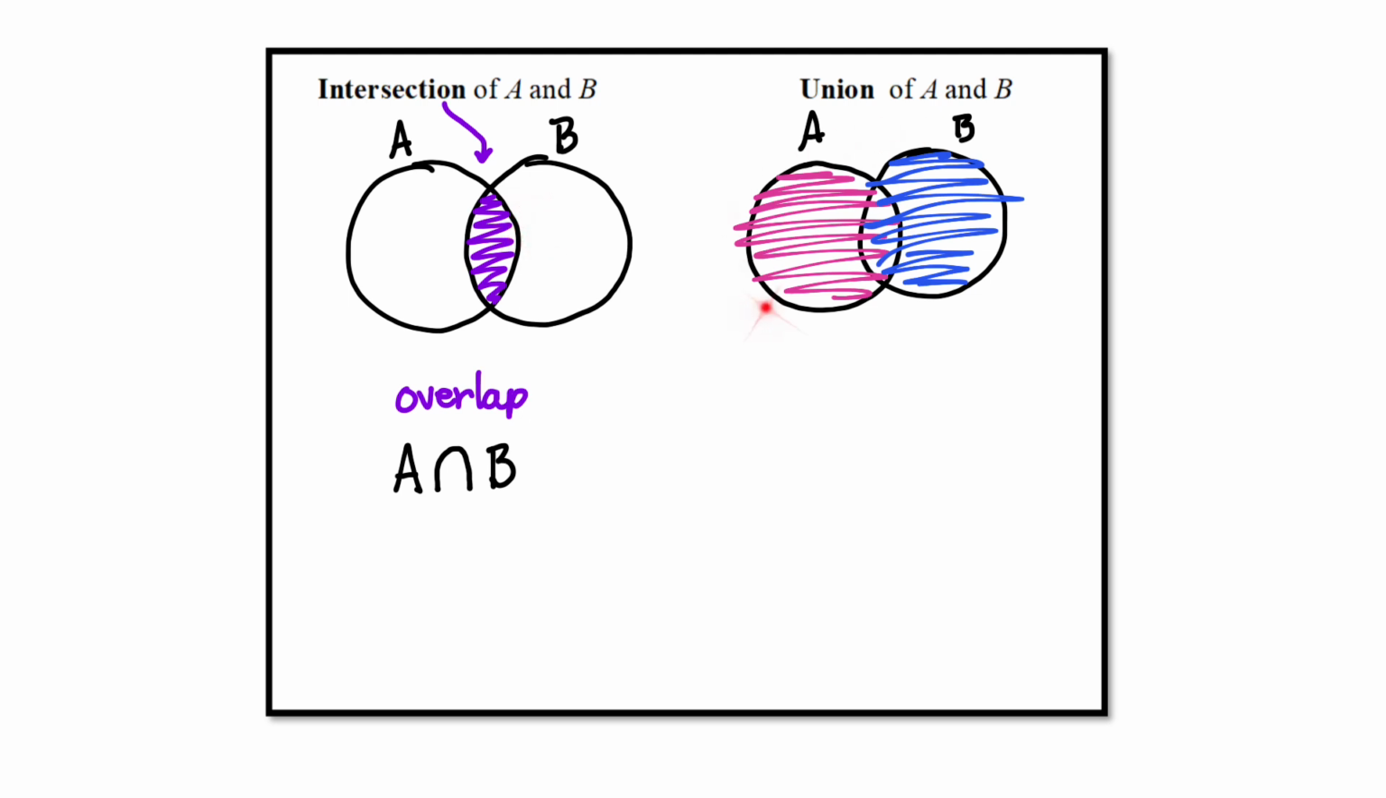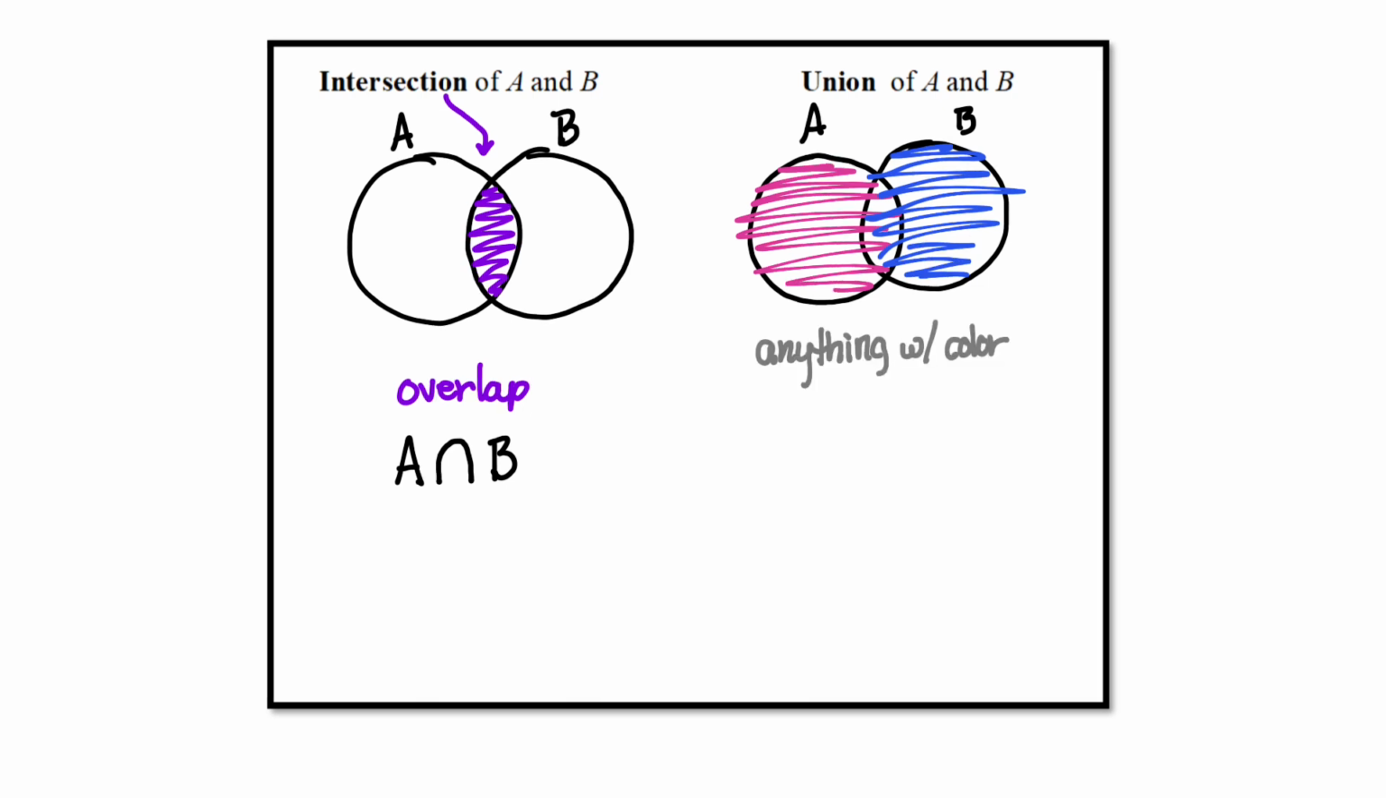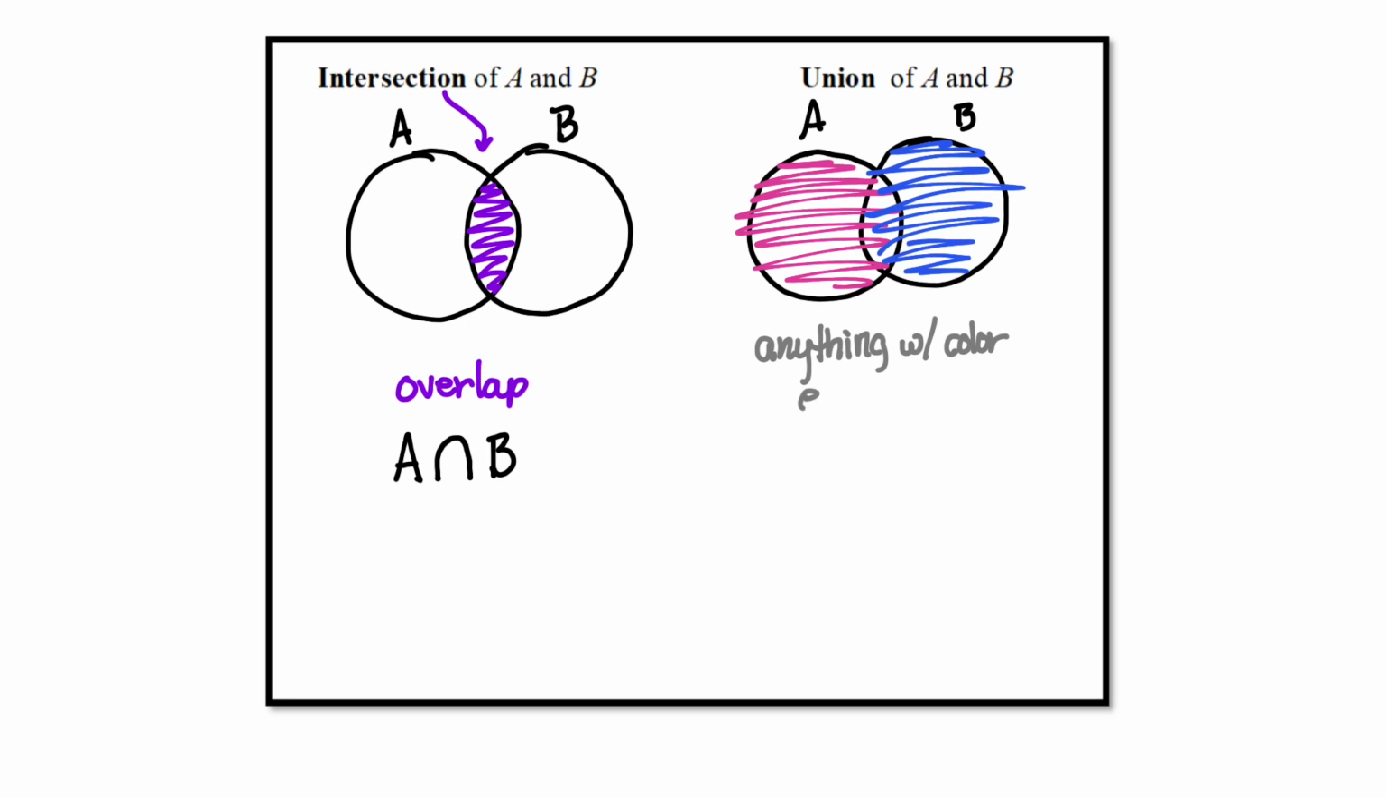But over here, I'm not going to do that. I'm going to say anything that is colored becomes the union of the two. So anything with color. In other words, it's going to be all of this whole thing, right? This is just this little tiny part in the middle. This is all of it, including that little tiny part in the middle. Another way you hear it is everything.